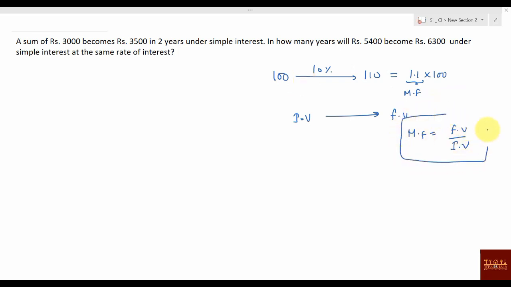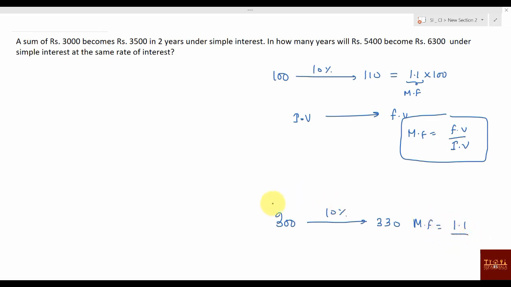Now, if this change is the same, this 10%, I'll give you another example so that you can understand. Suppose 300 is given, again a 10% increment is happening. Now what will it become? 330. What is the multiplying factor here? 1.1. Whether this multiplying factor is getting changed? Sorry, it is 1.1. What is the multiplying factor? 1.1.